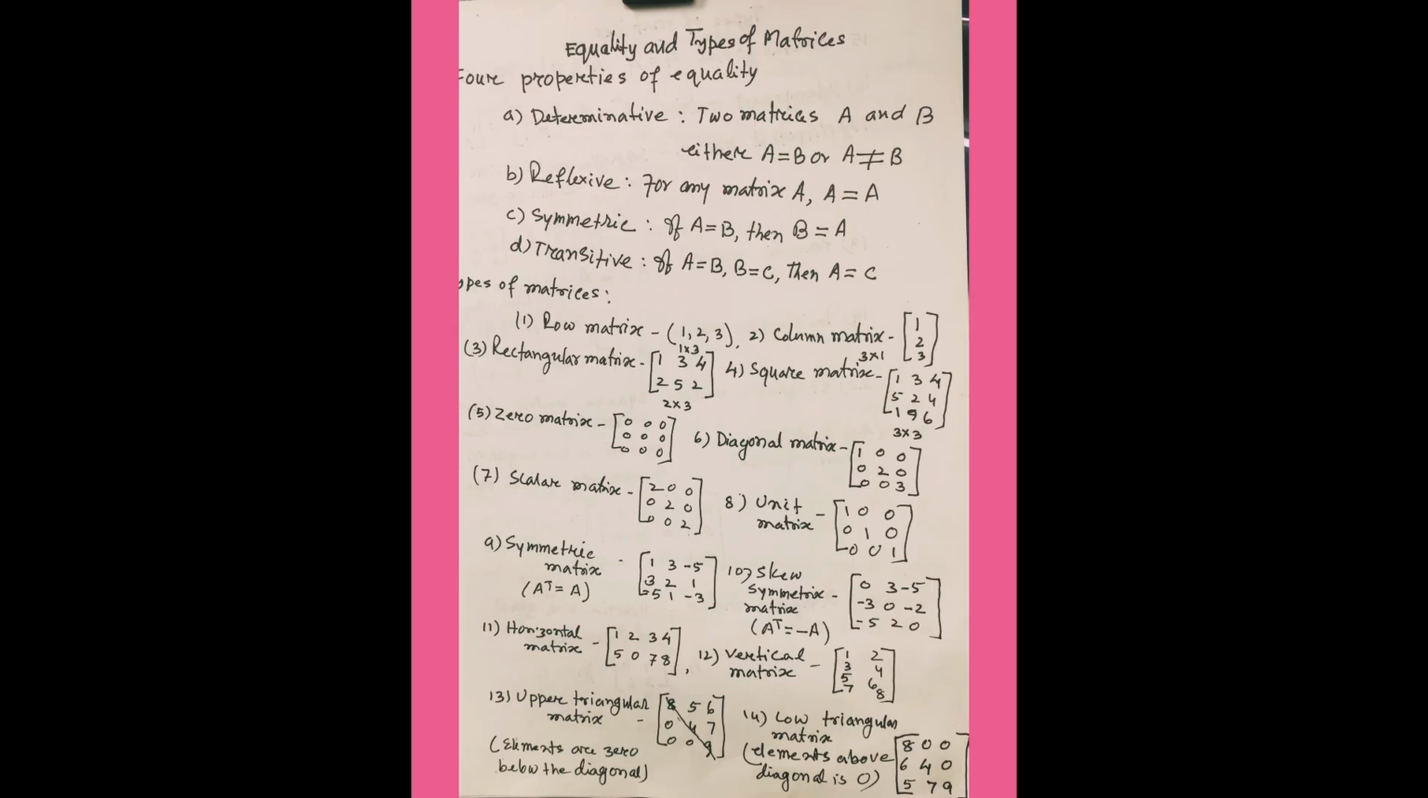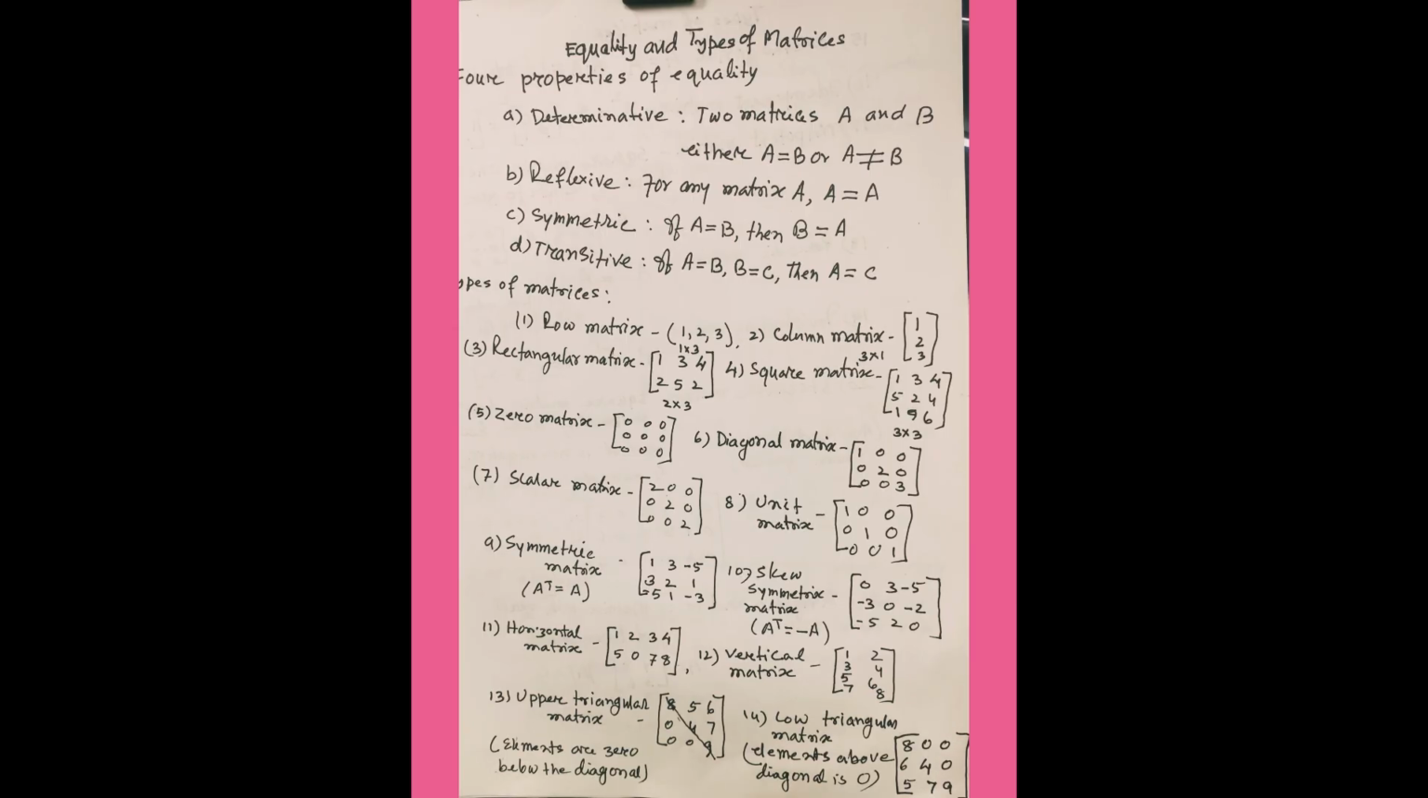Number one is determinative. For two matrices A and B, either A is equal to B or A is not equal to B. Then reflexive: for any matrix, A is equal to A. And symmetric: if A is equal to B, then B is equal to A. And transitive: if A is equal to B, and B is equal to C, then A is equal to C. This is the transitive property of matrices.